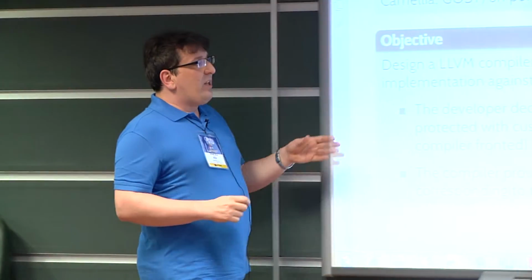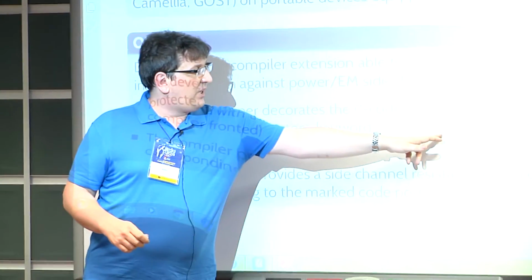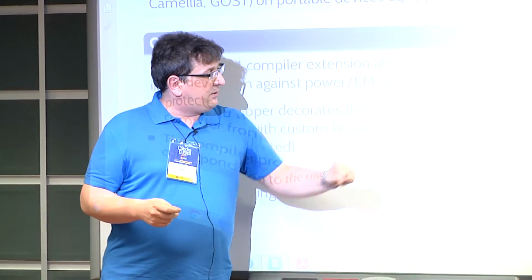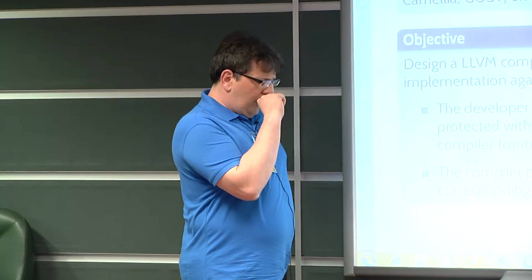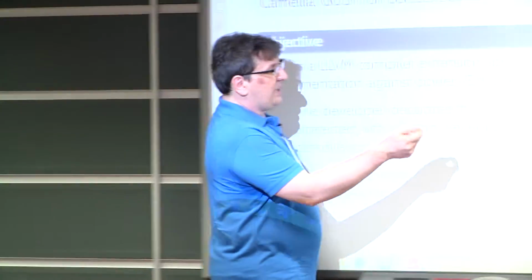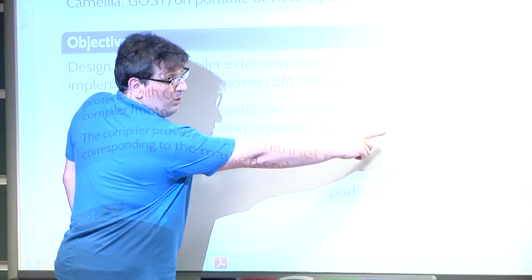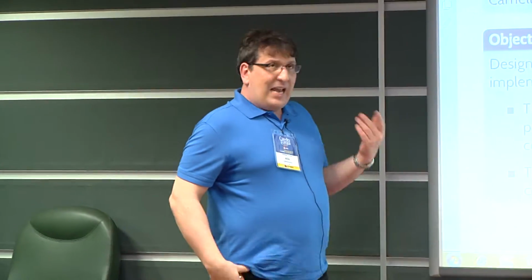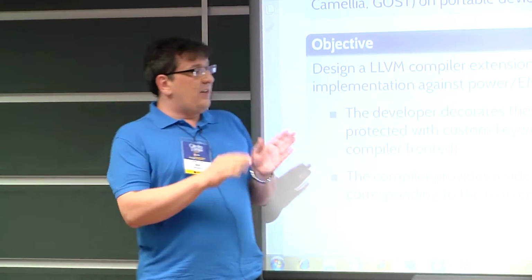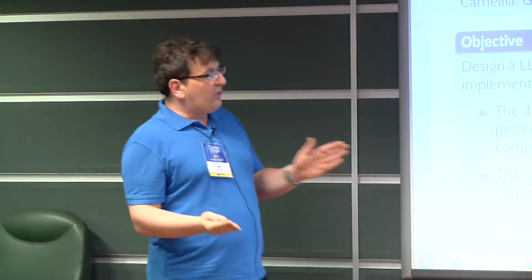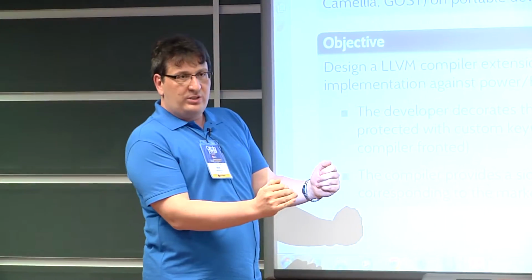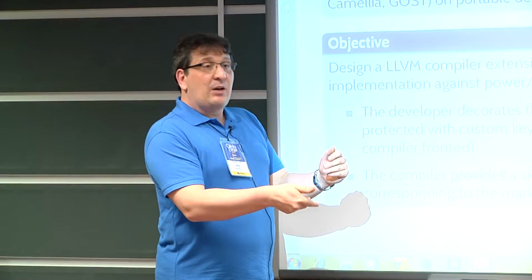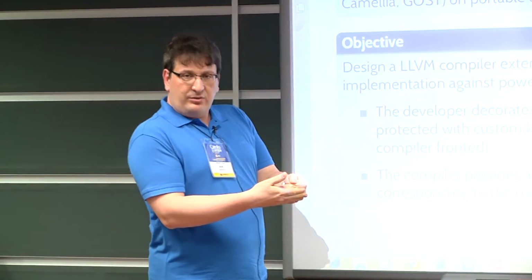In extreme summary, the developer decorates the C code portion of the cryptographic algorithm with a custom keyword. For example, he can put this keyword before the subroutine that computes the AES. And then the compiler provides a side channel resistant object code corresponding to the marked code portions. So it's the compiler that, during the translation from the source code to the binary code, puts into effect the countermeasures against this kind of side channel.